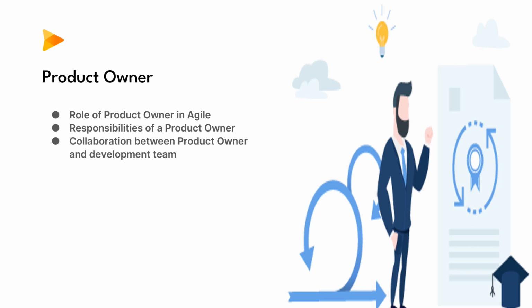A product owner is a central role in Agile methodologies, such as Scrum, who serves as the primary interface between the Agile team and stakeholders. The product owner is accountable for defining and prioritizing the product backlog and ensuring that the team delivers value to the customers and stakeholders. Key points to understand.